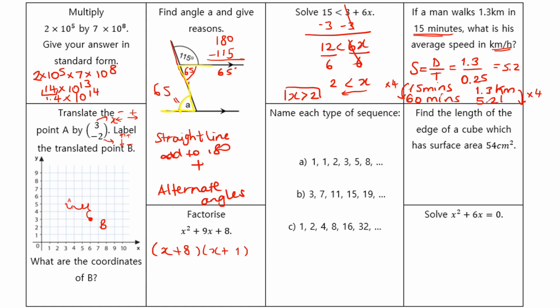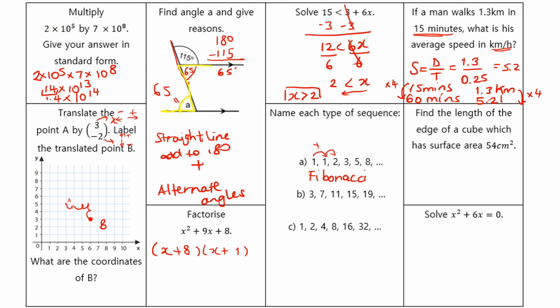Name each type of sequence. So I've got 1, 1, 2, 3, 5, 8. So 1 plus 1 is 2, 2 plus 1 is 3. So this is Fibonacci sequence then. In order for you to be able to find out the next term, you have to add the 2 previous terms, it's called a Fibonacci sequence.